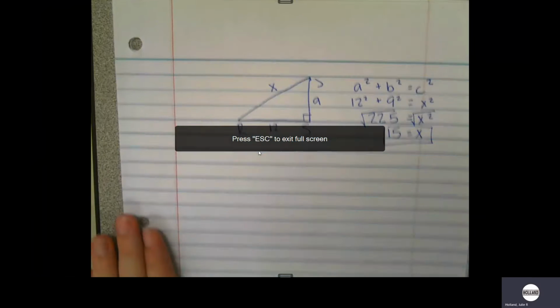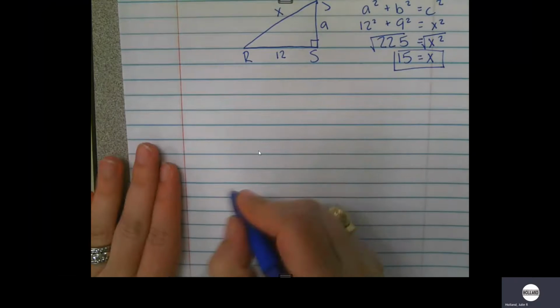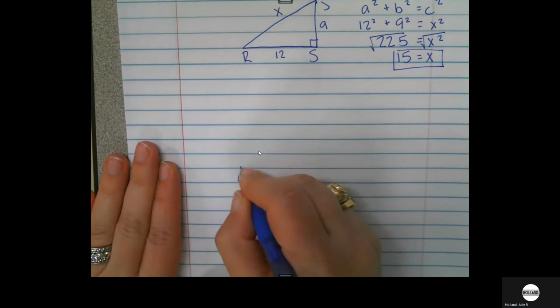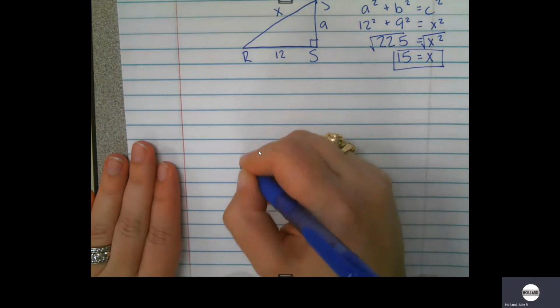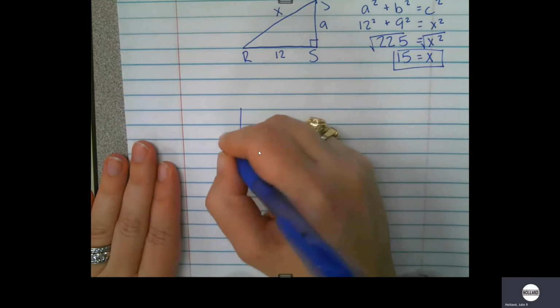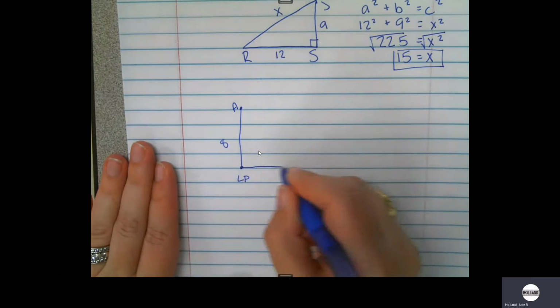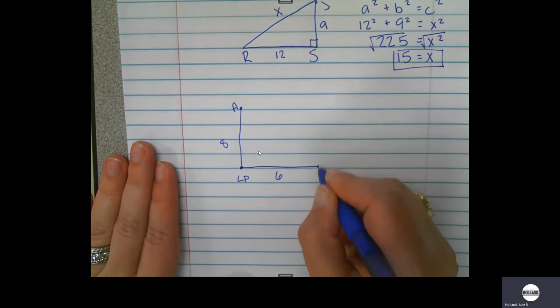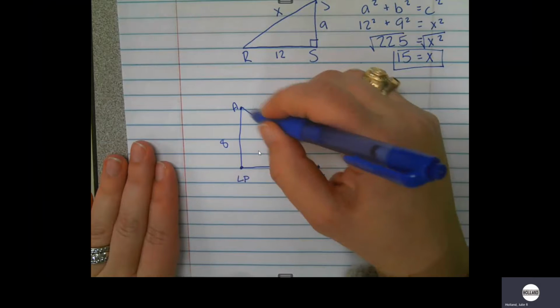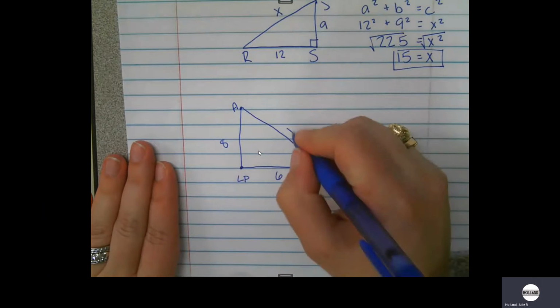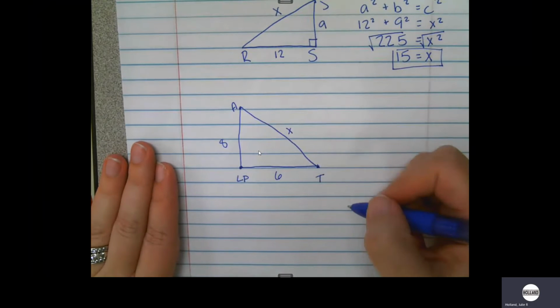So for this problem, I have my launch point. Okay, and 8 meters above that is where Aaron is in the hot air balloon. And then Terrell is standing 6 meters away from the launch point. So this would be Terrell. And what we want to know is how far apart is Aaron from Terrell?